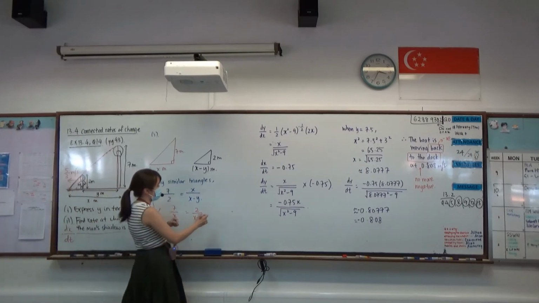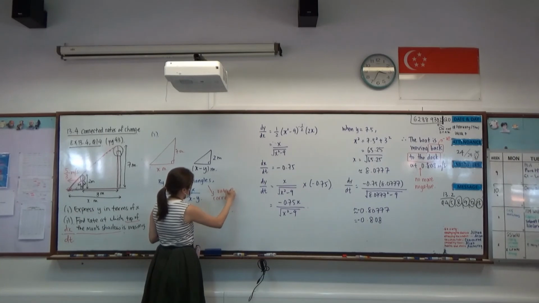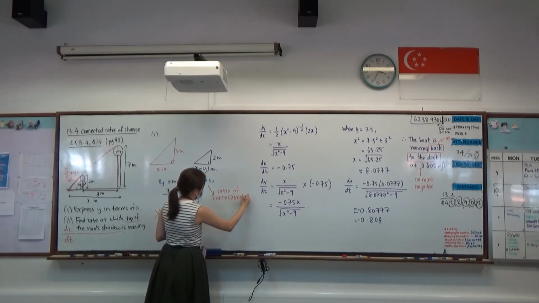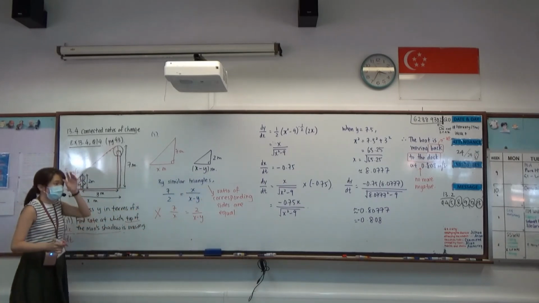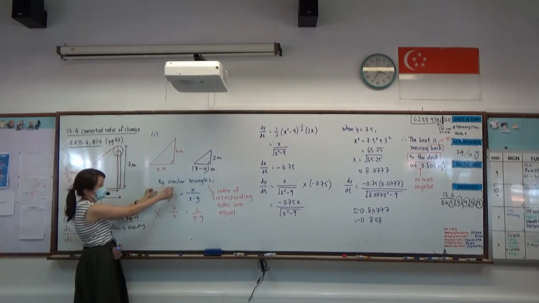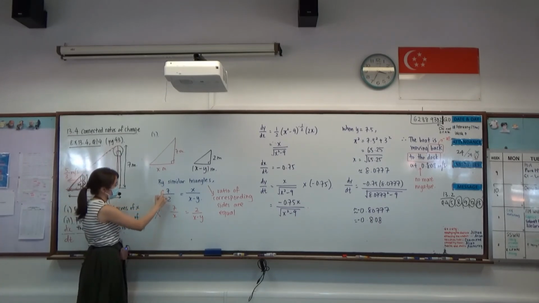The reason is because in the similar triangle concept, the idea is that the ratio of corresponding sides are equal. So this is the property of your similar triangles. The ratio, meaning the fraction itself, of the corresponding sides, they are equal.